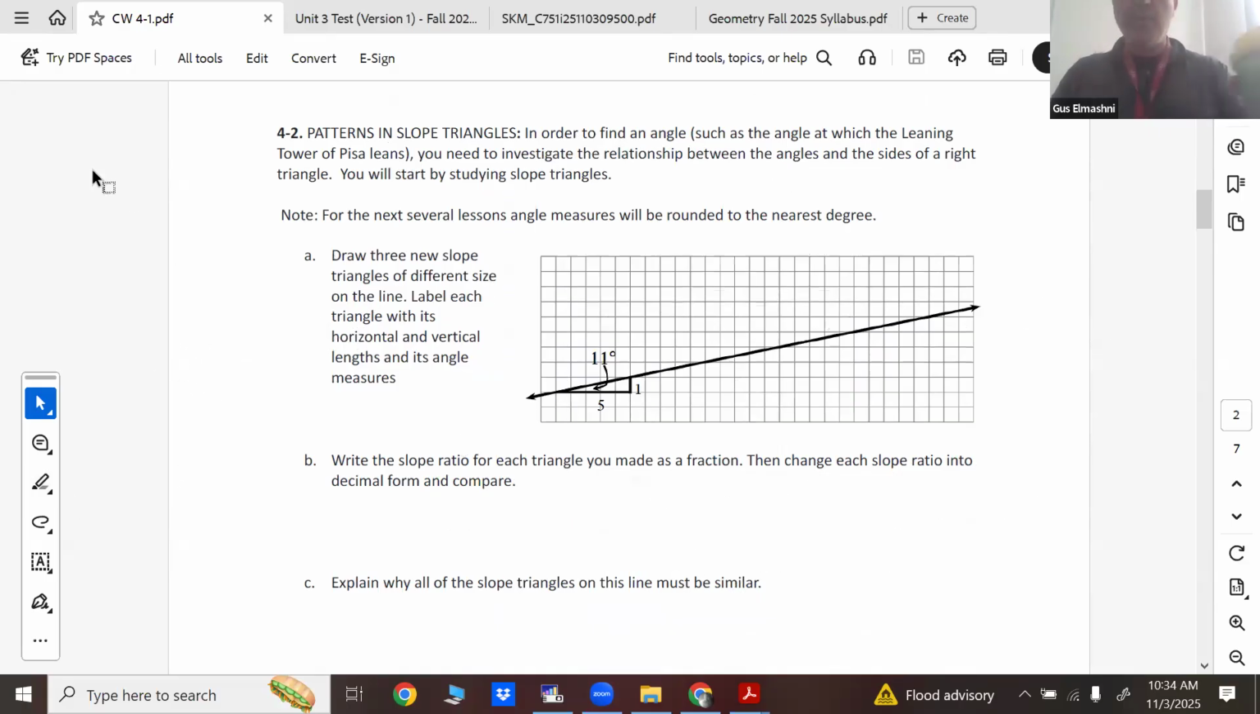Lucas, can you read that part where it says 4-2? In order to find an angle such as the angle at which the leaning tower of Pisa leans, we need to investigate the relationship between the angles and the sides of the right triangle. We will start by studying slope triangles. Perfect. Thank you. So for the next several lessons, angle measure will be rounded to the nearest degree. Okay, so that's what we'll do. So whole numbers.